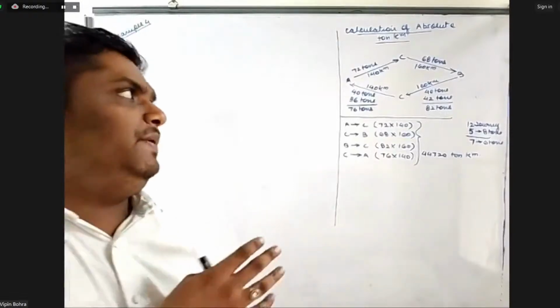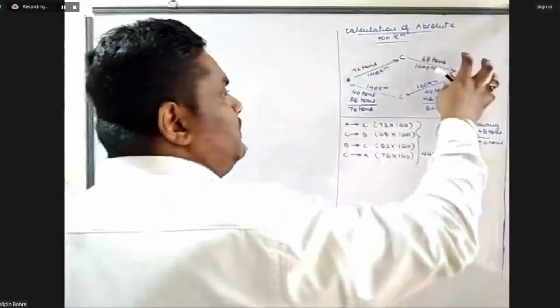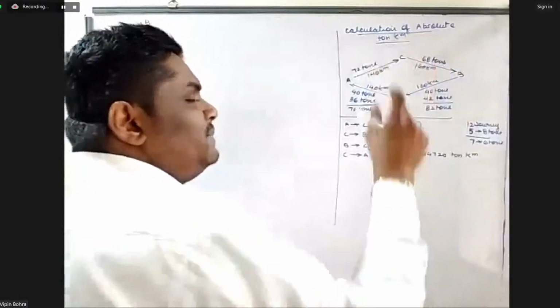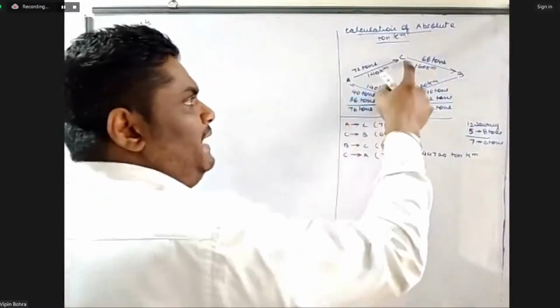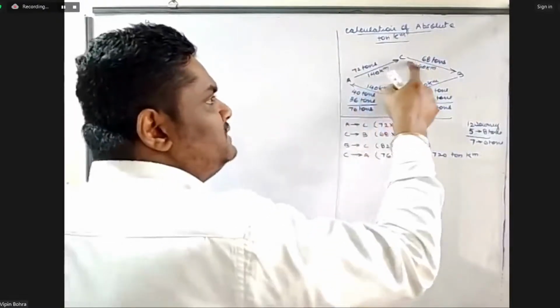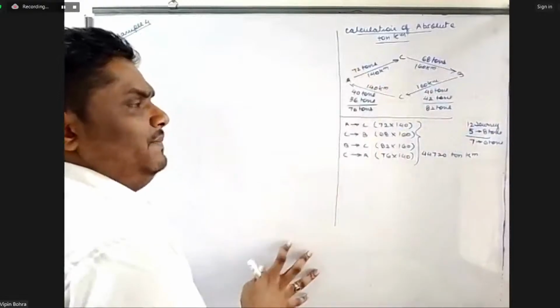See, Mamta, I repeat again. एक ट्रक है जो स्टेशन ए से स्टार्ट होता है और बी पे जाता है, बट बीच में एक स्टेशन आता है सी. The distance from A to C is 140 kilometers, C to B it is 160 kilometers. So return also it will be the same.